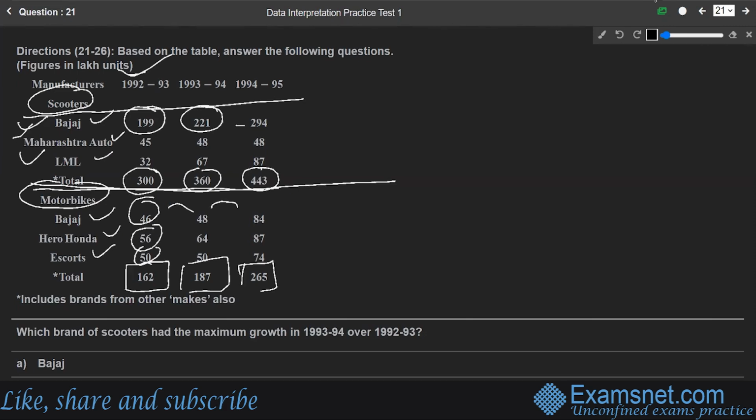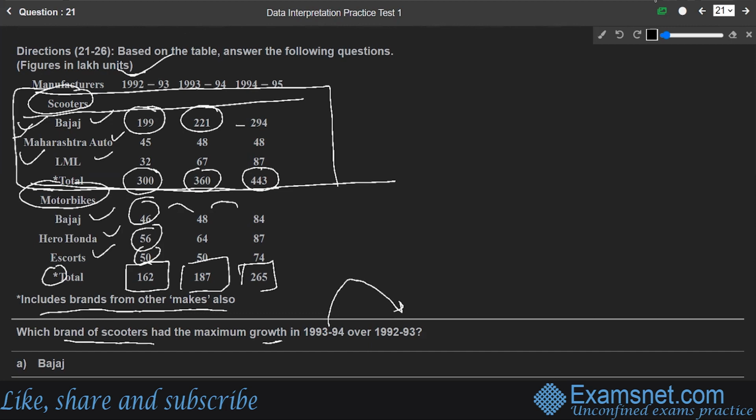So this is the data given to us, and there is a star on the total, and they are saying it includes brands from other makers also. So there are some other makers which are creating scooters and bikes, so that can be found out later. So the question asked is, which brand of scooter had the maximum growth in 1993-94 over 92-93? So we have to see the scooter category data only. Which particular brand has seen the highest percentage increase?